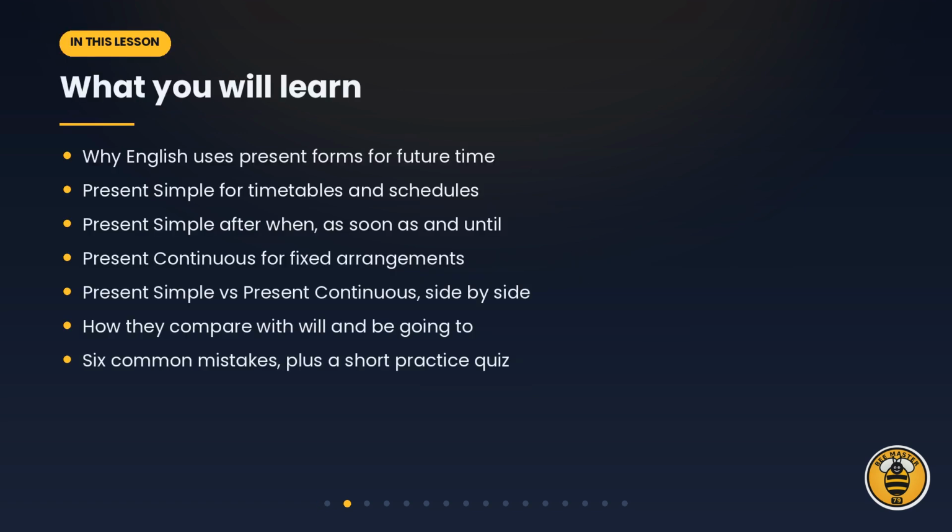Here's the plan. First, the big idea behind future forms in English. Then the present simple for timetables, and the special rule afterwards like when and as soon as. After that, the present continuous for arrangements, a direct comparison of the two, and how they sit next to will and be going to. We'll finish with 6 common mistakes and a short quiz, so keep a pen ready.